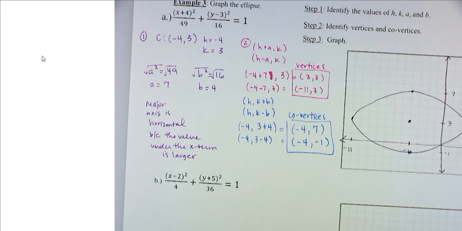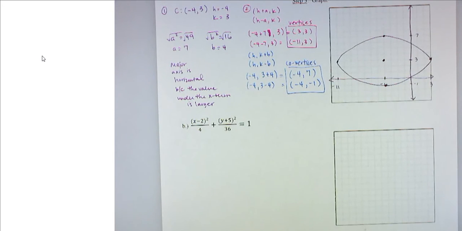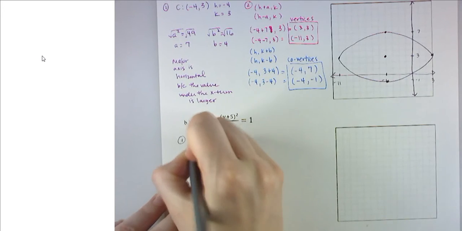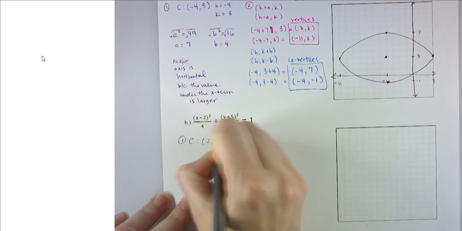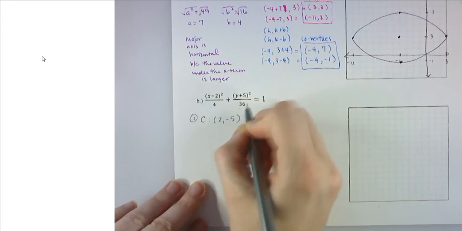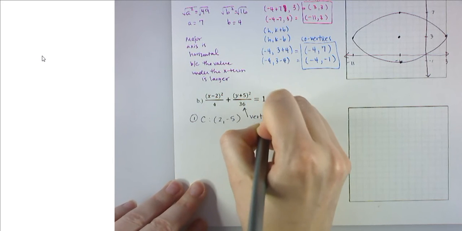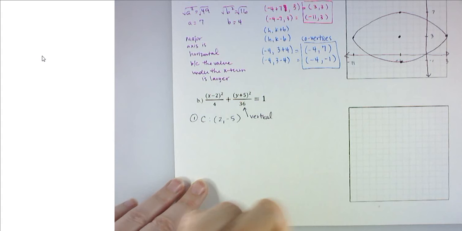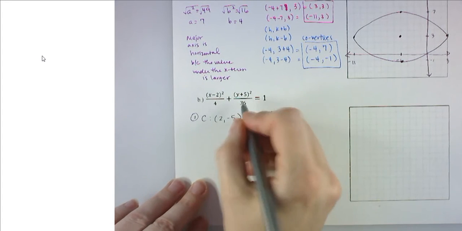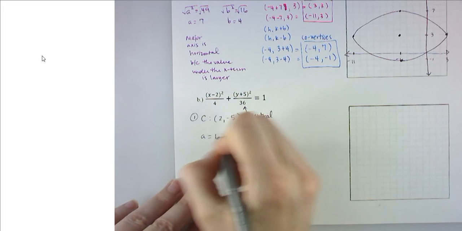So again, the first thing you want to do is find the center. So this is (2, -5). Now we can see that the 36 is under the y. So this means that it is going to be vertical. Your a value is going to be 6 because a squared was equal to 36. So you take the square root. Your b squared is 4, which means your b value is going to be 2. So you're taking the square root.